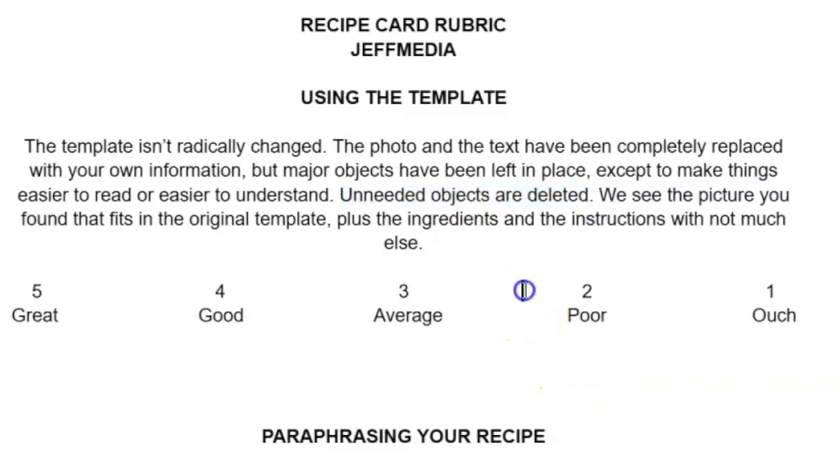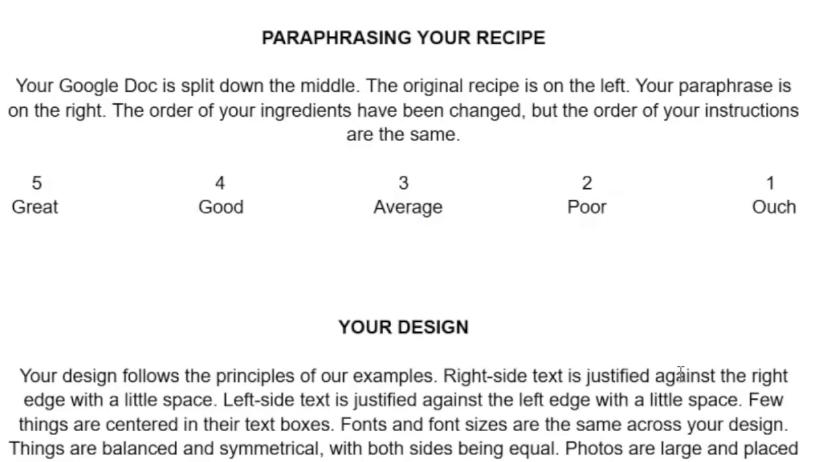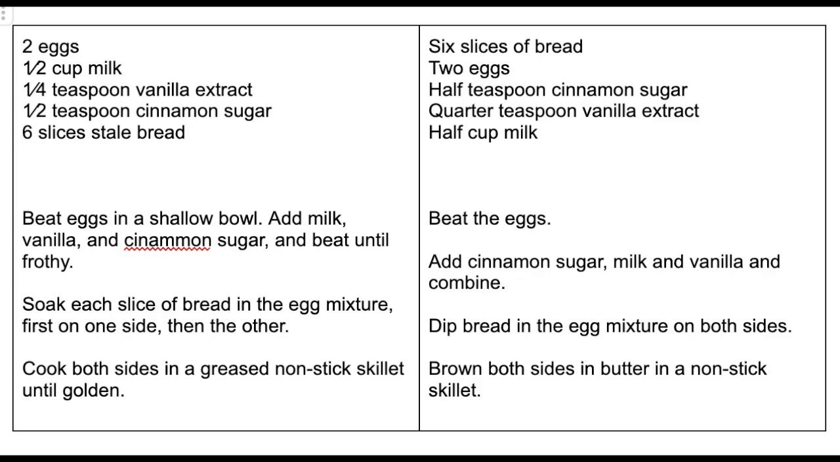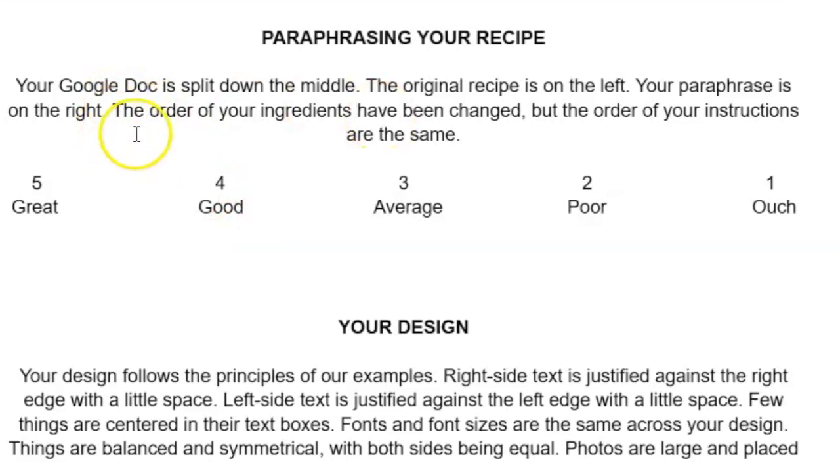you can delete them. We see the picture that you found that fits the original template, plus the ingredients and the instructions that you made with not much else. So 5 is great, 4 is good, 3 is average, 2 is poor, and 1 is ouch. Next, I'm going to look at your paraphrase. So your Google Doc is split down the middle, the original recipe is on the left, and your paraphrase is on the right. And the order of your ingredients can be changed, but the order of your instructions are the same. So the same 5-point scale on the quality of your paraphrase.